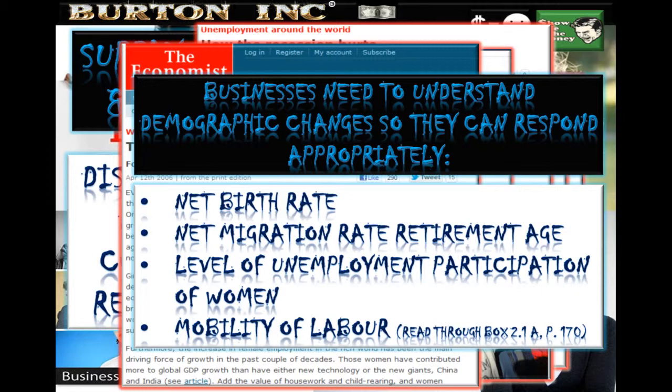Mobility of labour. This refers to the extent to which labour can move to different locations. It's sometimes known as geographic mobility. And their flexibility in changing to different jobs is known as occupational mobility. The more mobile that workers are, either geographically or occupationally, the higher the supply of labour tends to be.